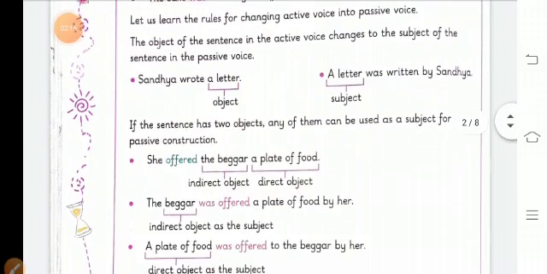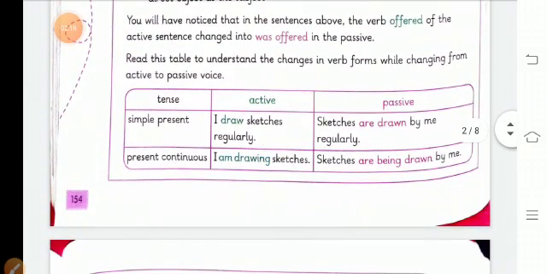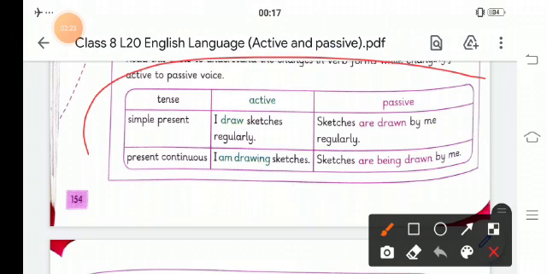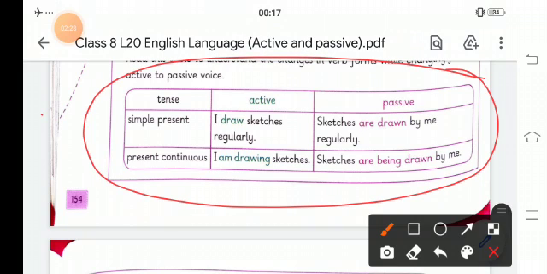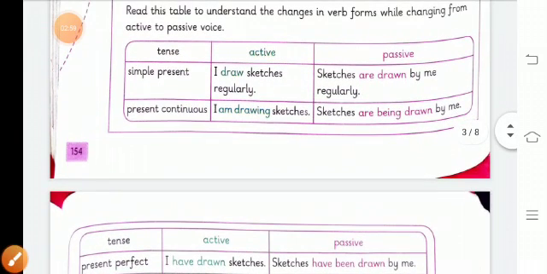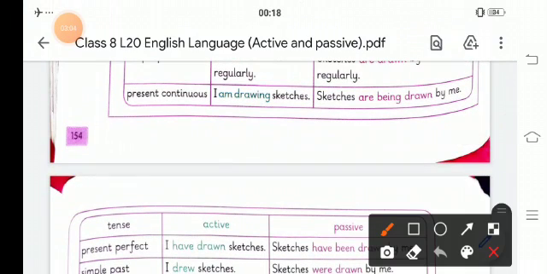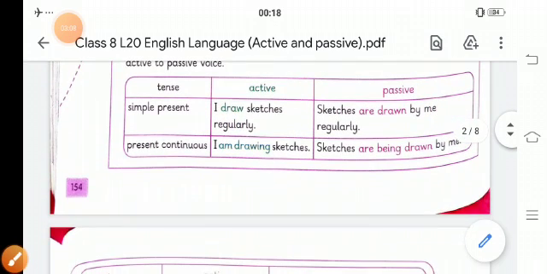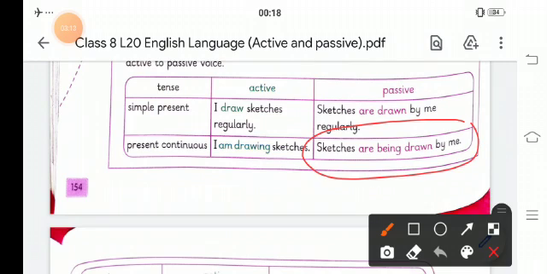Now, in the exercise, first you have to learn how the voice changes in the tenses. The first tense is the simple present tense. The active sentence is: I draw sketches regularly. Now here, draw will become drawn in the passive, and sketches are drawn by me regularly. In the present continuous tense, I am drawing sketches. In the passive voice, it is: sketches are being drawn by me.